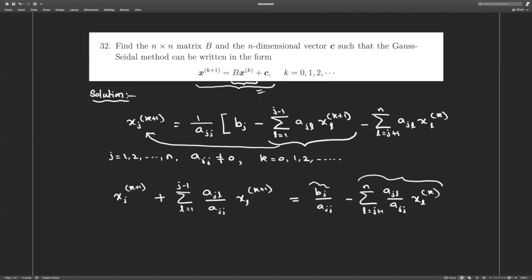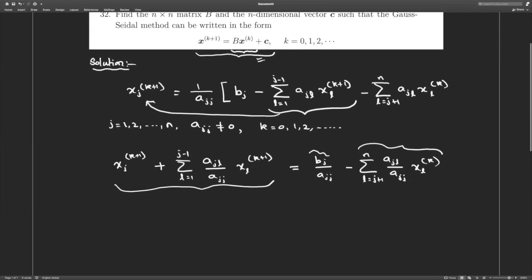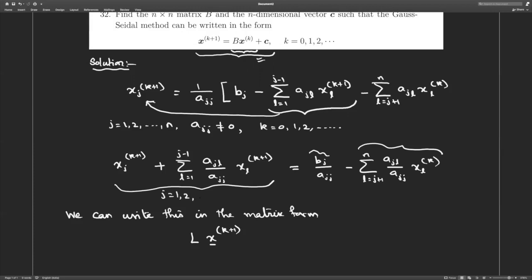And somehow this we have to write in the matrix form, something like L into x, and then we should see that L is invertible. So you multiply both sides by L inverse. Okay. In other words, what I'm trying to say is we can write this more precisely in the matrix form, L times x vector k plus 1, right? This is one typical term. This goes for j equal to 1, 2, and so on, right?